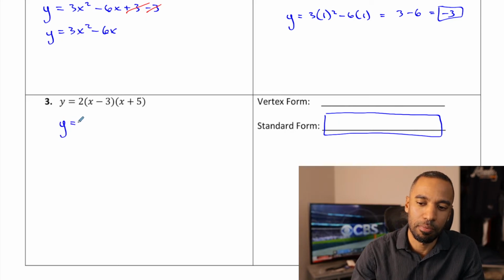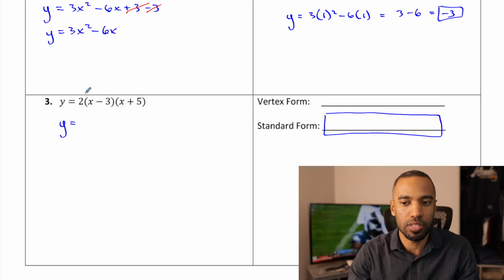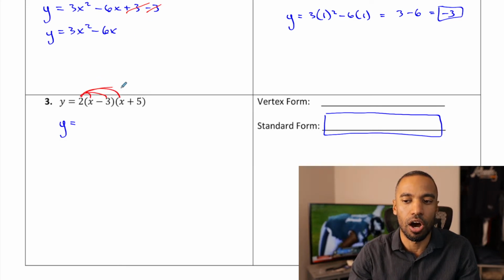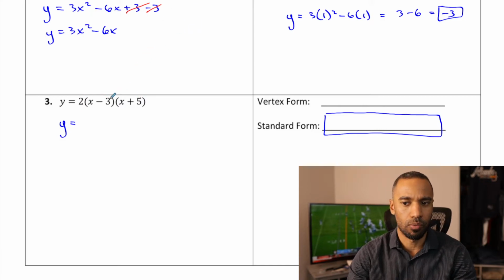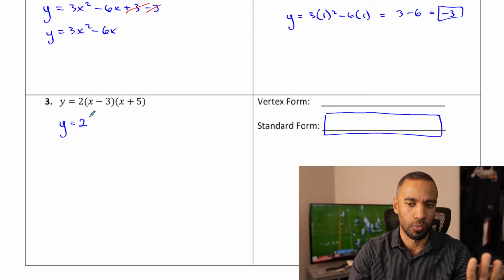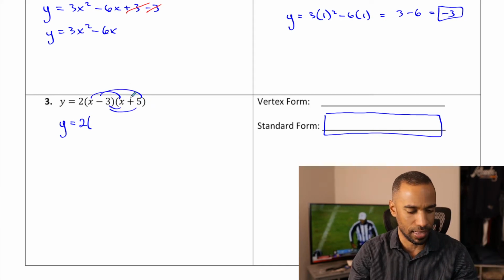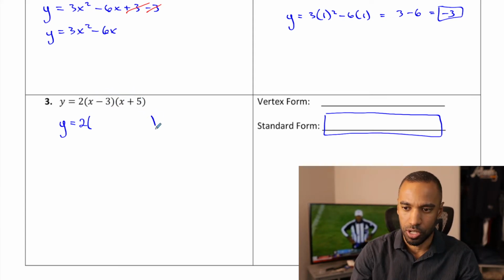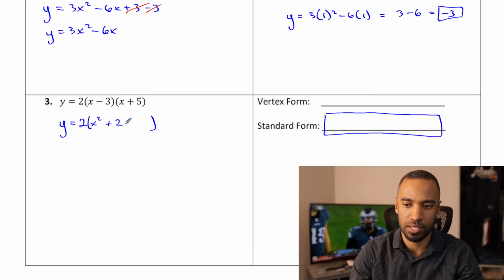And the same thing as I stated before, guys. As far as standard form goes, you can distribute the 2 into one of these, but not into all of these, right? It only does it once. So I always do this first. I would rather FOIL this thing out, just first, outside, inside, last, and then distribute the 2 into it afterward. So x times x is x squared, and you got plus 5x minus 3x, so that's plus 2x, and then negative 3 times 5 is negative 15.